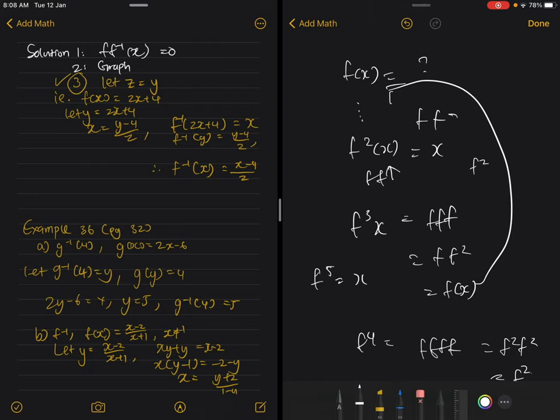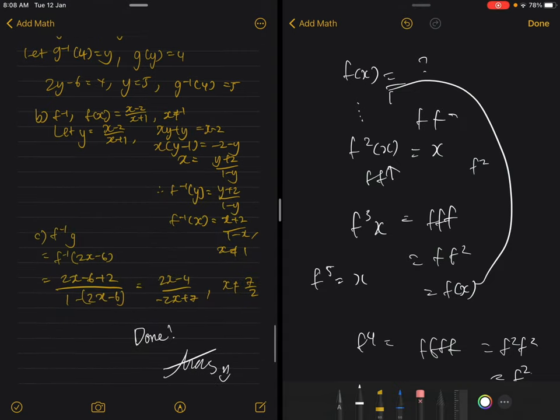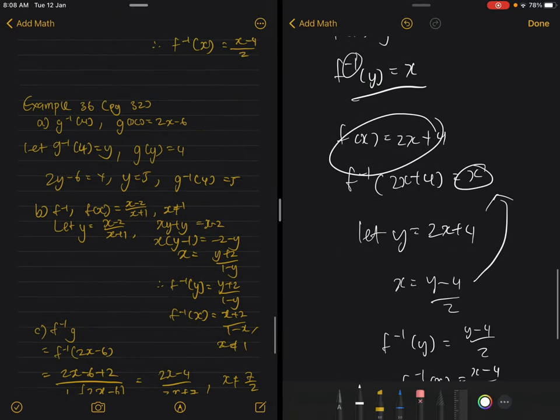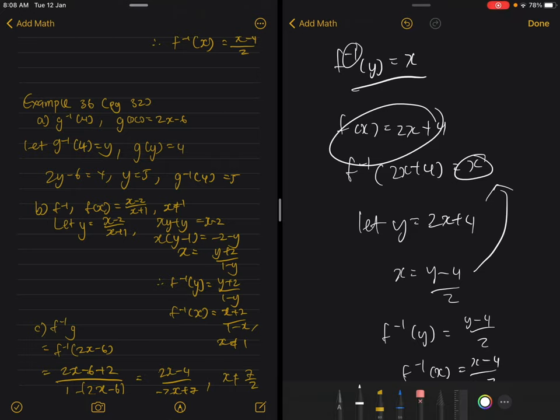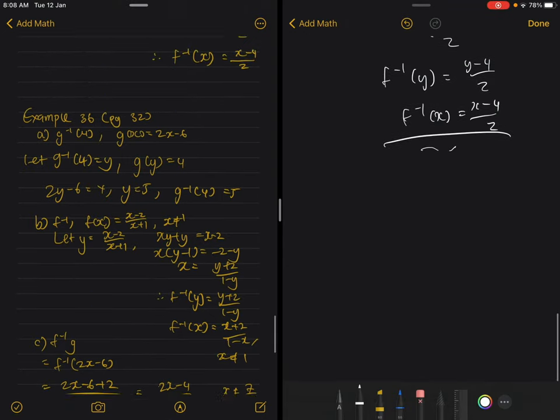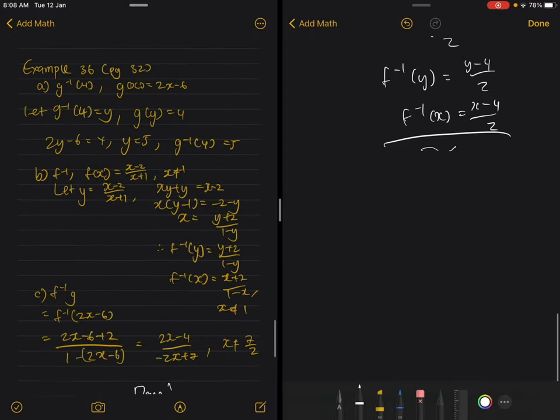And sometimes, you don't even have to do that. I'm serious, sometimes you don't even have to do that. For example, this one here. Let g minus 1 of 4 equal to y. So g(y) equals 4. Leave it as g(y) for now, because we're talking about a specific value here, remember. This one is a bit different, where this one combines both inverse and normal functions.